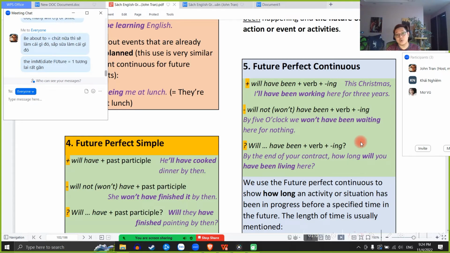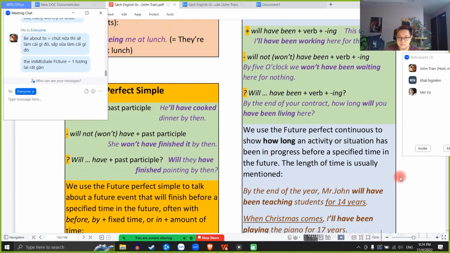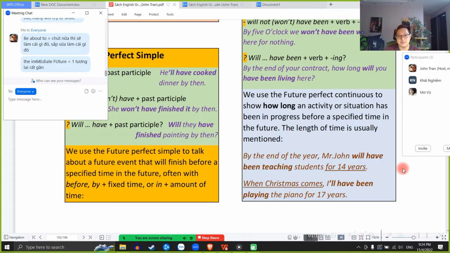Question: will have been plus verb plus ing by the end of the contract. How long will you have been living here? We use the future perfect continuous to show how long an activity or situation has been in progress before a specified time in the future.